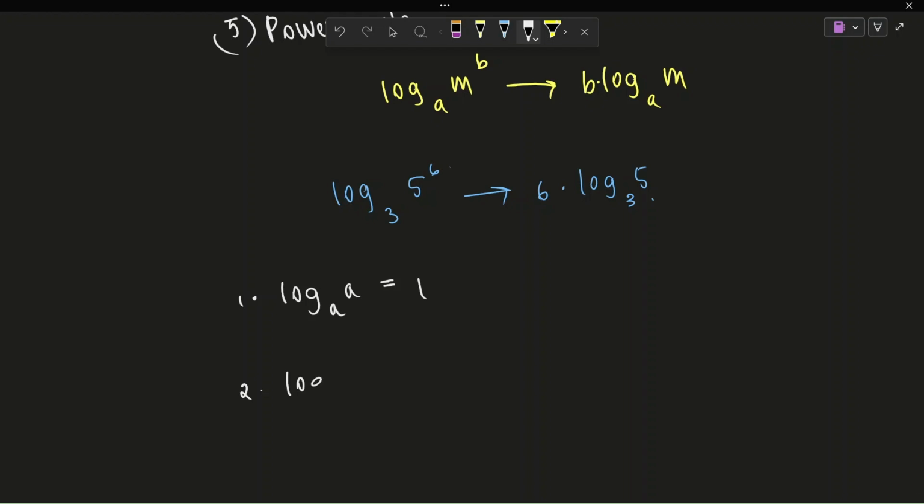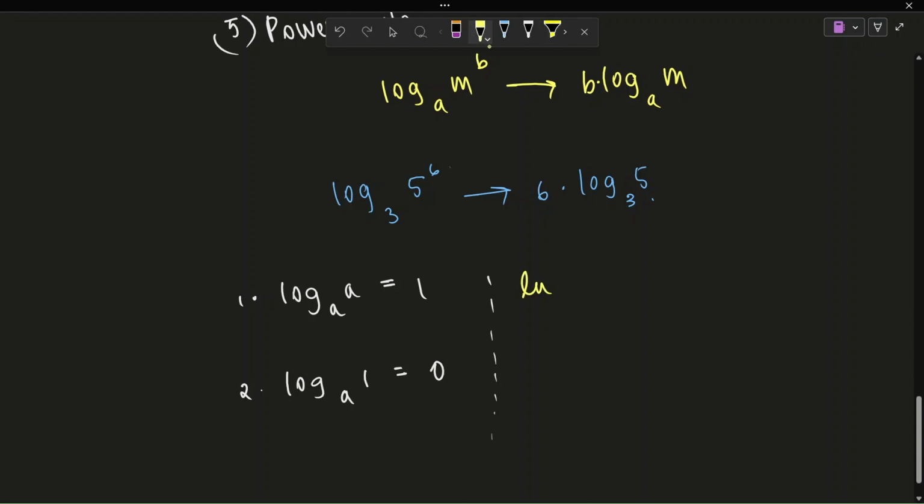Secondly, log 1 to any base a, where a can be anything like we stated, is always equal to 0. And these are the laws for logarithms, or the tips for logarithms. Now let's move on to some ln versions of these tricks.